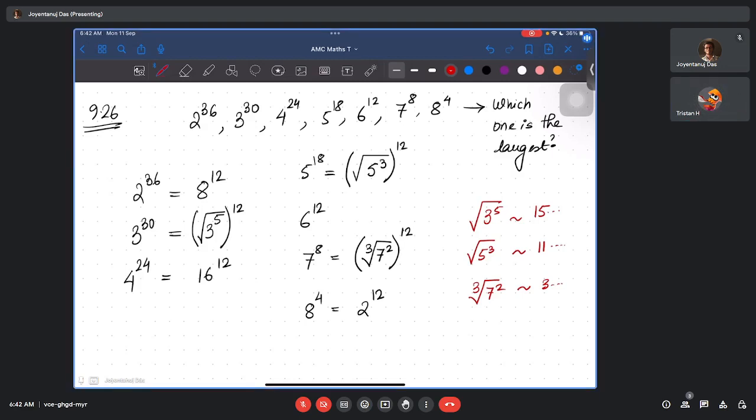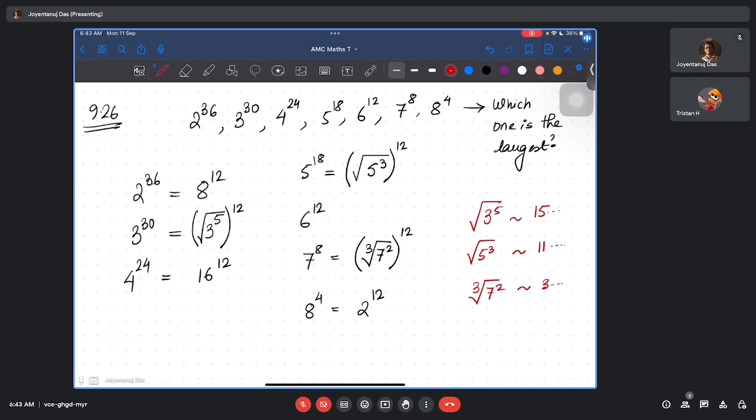Perfect cube, yes. I just found the perfect squares and perfect cubes, one step lower. And then from there, I just compared the numbers and found 4 power 24 to be the largest. Right, I think that is fine. It's 15 to the power 12.